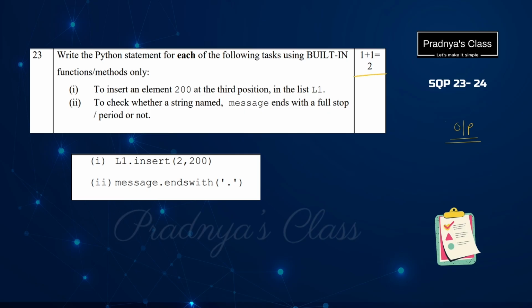This 2-mark question got divided into 1 plus 1. Let's check out that question. To insert an element 200 at the third position in the list L1. To insert an element at the specified index, we have the insert method. L1.insert. First we need to mention the index, then the value. It is mentioned at third position, but we know it starts with 0. So for the third position we will be writing 2, and here is the value.